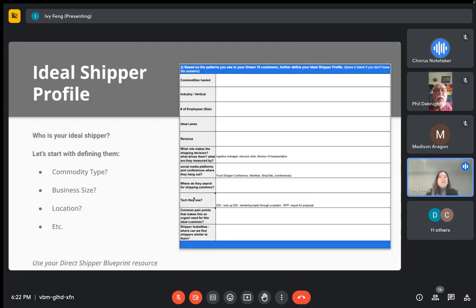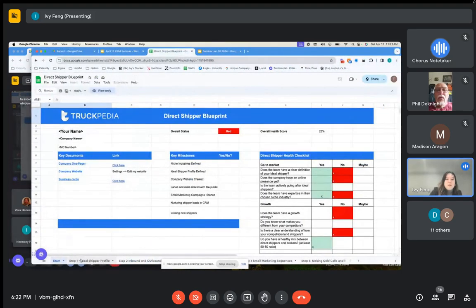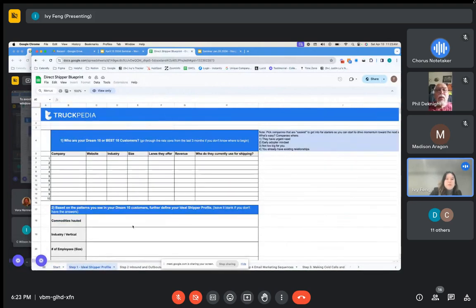And so if you don't know who you want, this is a template that I will share with you guys. It's our ideal shipper blueprint profile. It looks a little something like this. Let me show you really quick. This is a resource that we'll share with you guys. And then here, this is step 1, where you can go ahead and fill out your ideal shipper profile.